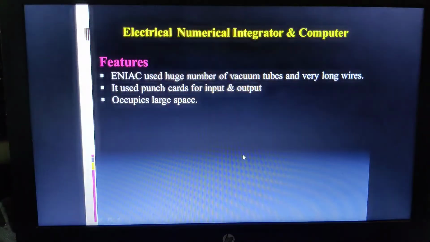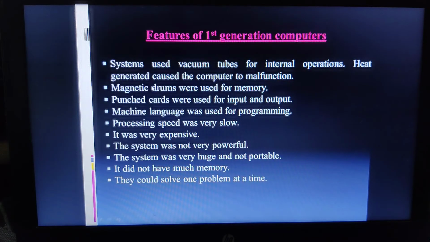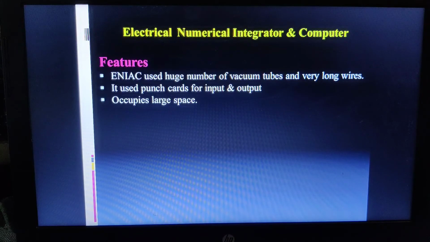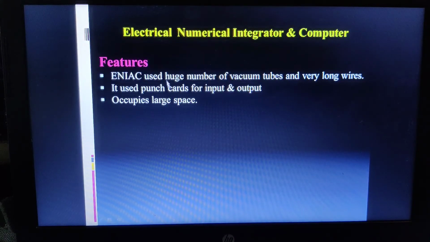So when they ask a 5 marks question, you need to write all these points. And when they ask specifically for 2 marks, explain the features of ENIAC computer system, then you just need to mention these 3 points. You need not mention how many vacuum tubes and how many kilometers of wires. Just in general, they were using a huge number of vacuum tubes and very long wires, it used punch cards for input output, and it occupied large space. So these 3 points are sufficient.